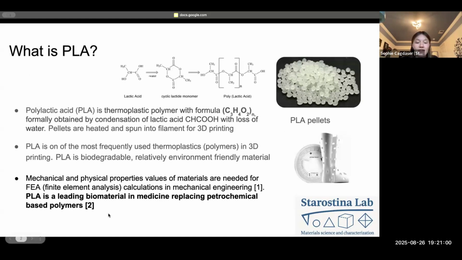Mechanical and physical property values of materials are needed for finite element analysis calculations in mechanical engineering. PLA is a leading biomaterial in medicine, replacing petrochemical-based polymers.